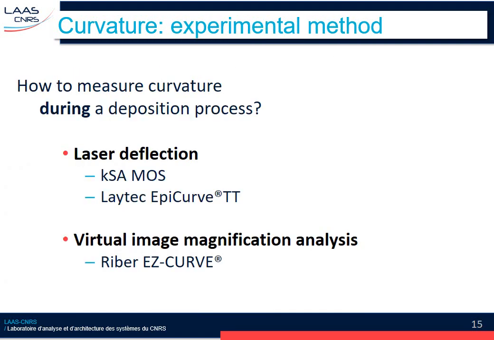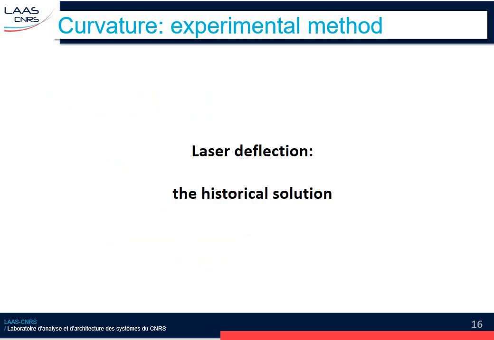So how can you measure this curvature during a deposition process? There are two ways. The main way is to use laser deflection, which has been used for years now. And we propose this new way, using the measurement of the magnification of a virtual image. First, how this was done historically.